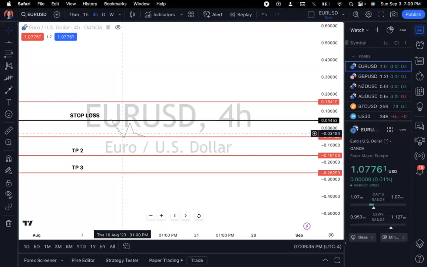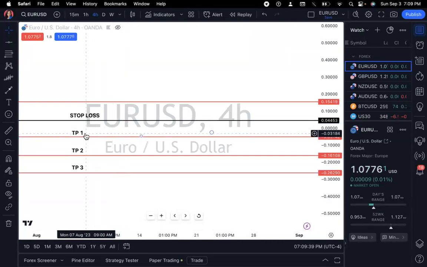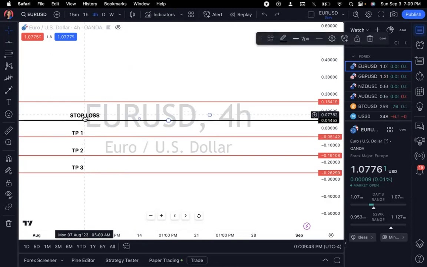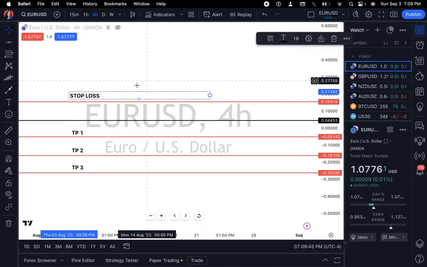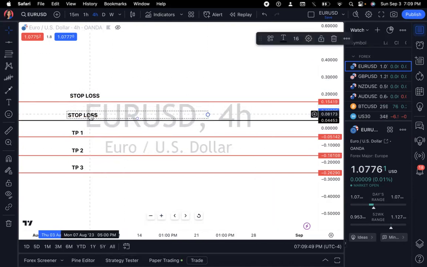Okay. Now the second thing you can do to secure TP2 and TP3, which would probably make more sense, is, again, this is going to be our stop loss. This is going to be our market entry. Hold on, let me just put it back.